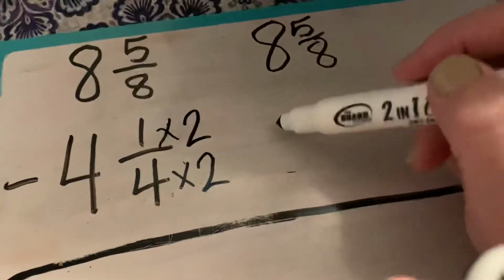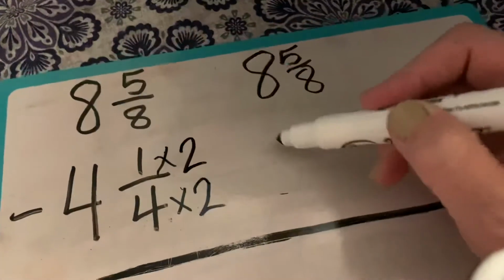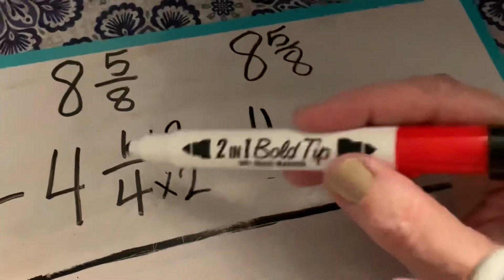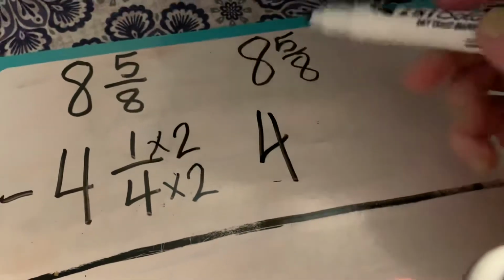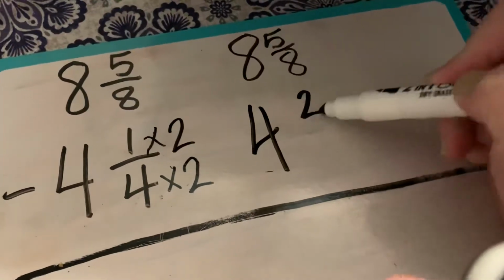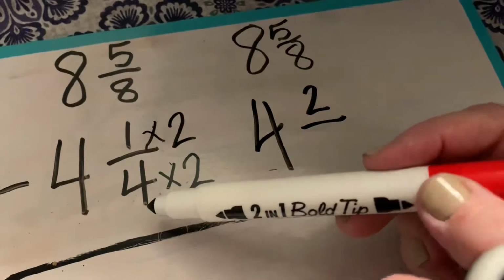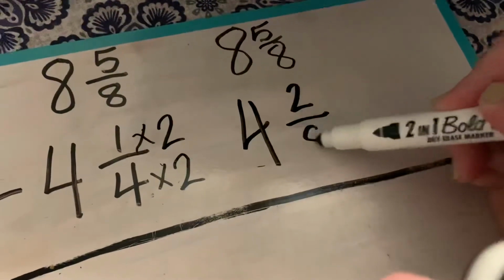All right. So my whole number is not going to change. So I'm just going to rewrite my 4. Now I'm going to multiply my numerator. So 1 times 2 is 2. And now I'm going to multiply my denominator. 4 times 2 is 8. So I'm going to rewrite that over here.